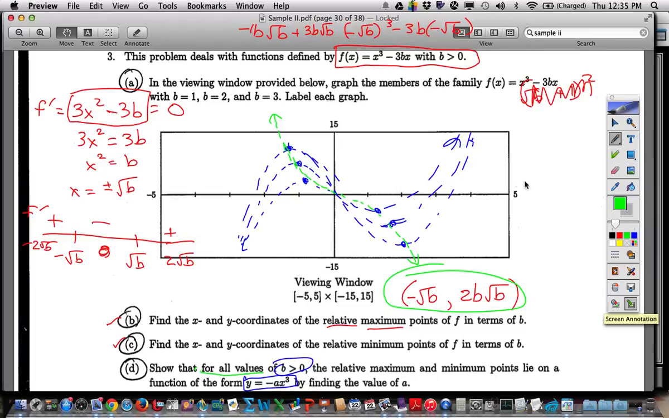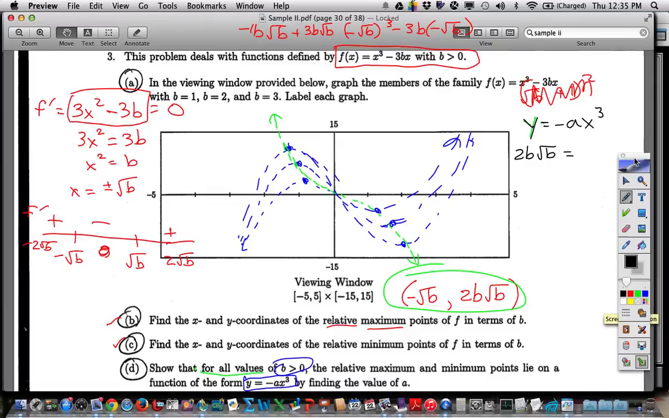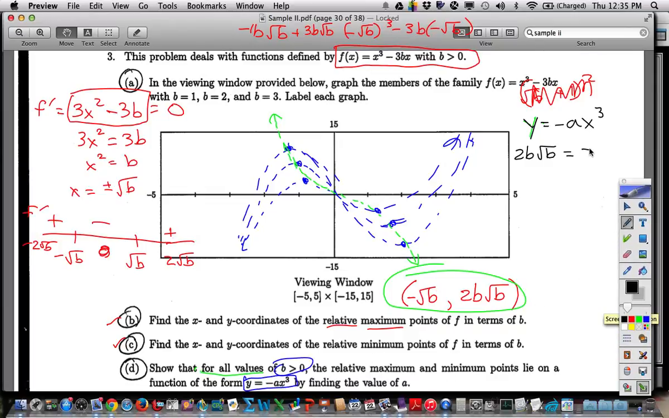Into this equation. Okay, so here's my equation for x and y. Because this is the x coordinate of the max and this is the y coordinate of the max. So plug them in for x and y. So let's use black. So I got y equals negative ax cubed. So let's take this and put it in for y. This is why it would have been nice maybe to go ahead and simplify this a little bit. And then let's take negative root b and put that in for x.